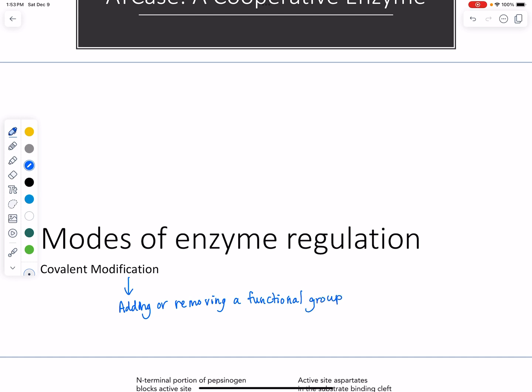So that's one way of covalently modifying an enzyme, but another way is proteolysis or hydrolysis of a peptide bond, or more than one peptide bond, and this is what we would call zymogen activation.